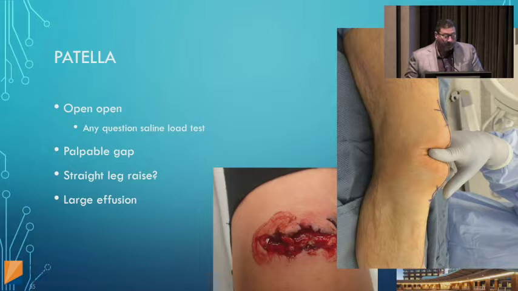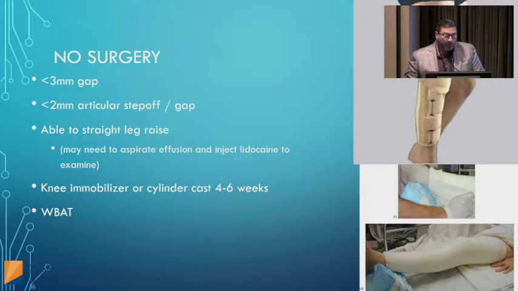So when do we and when don't we do surgery? We can basically do surgery if the patient can do a straight leg raise and if there's a minimum articular step off. There's really no golden number as to what that is, and that may vary from person to person based on their training and experience. If it's going to be non-operative, the patients get immobilized with their knee straight for a couple of weeks, and then they usually get placed into a hinge knee brace to start mobilizing the knee so it doesn't get stiff.